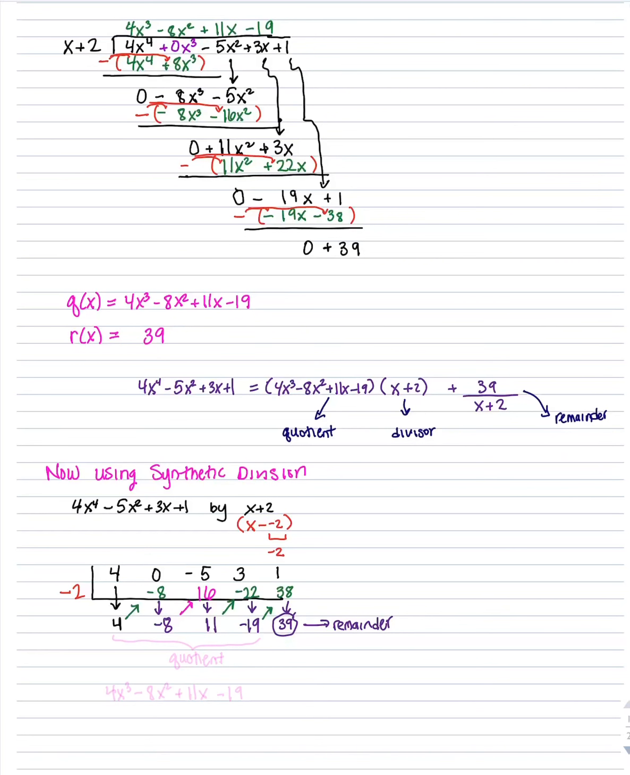And this portion here, we will convert to get our quotient. So this gives us the polynomial 4x cubed minus 8x squared plus 11x minus 19. And that completes our example using both long division and synthetic division.